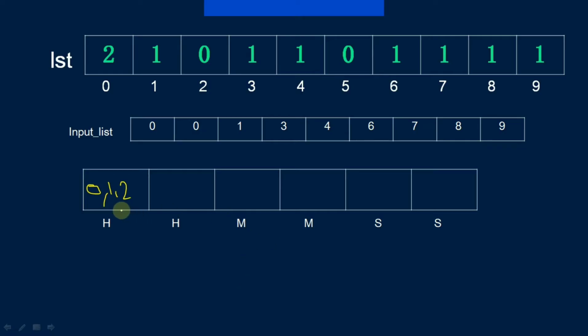Okay, so firstly we want the maximum possible time. So first we will look for 2. If 2 is available in lst, we will store 2. Otherwise we will look for 1. If 1 is also not available, then we will look for 0 in lst. And the second cell value depends upon the value stored in the first cell.